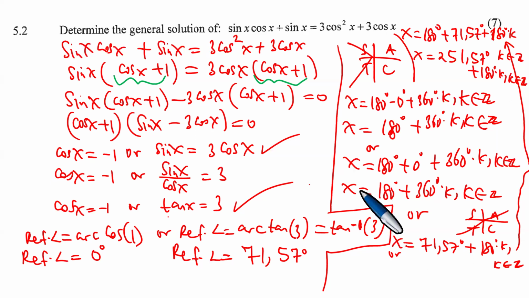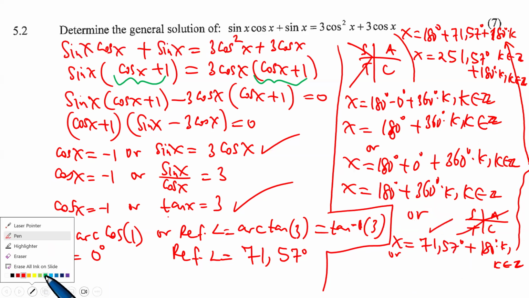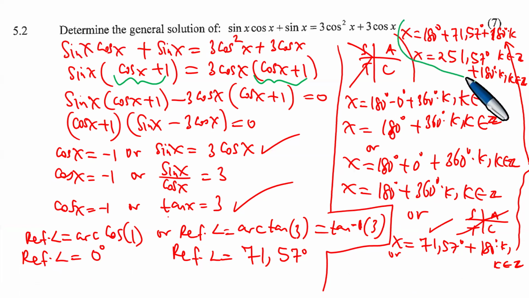Okay, pay attention and note that at this point, this solution is enough, and this one you can leave out in the exam. Why? Because if k is 1 here, you already have 180 degrees plus 71.57, which is already 251.57. So this solution and this one are exactly the same. This one was in the first quadrant, and this is in the third quadrant.